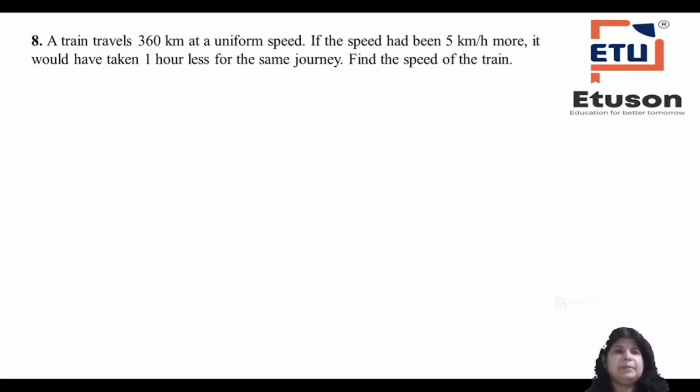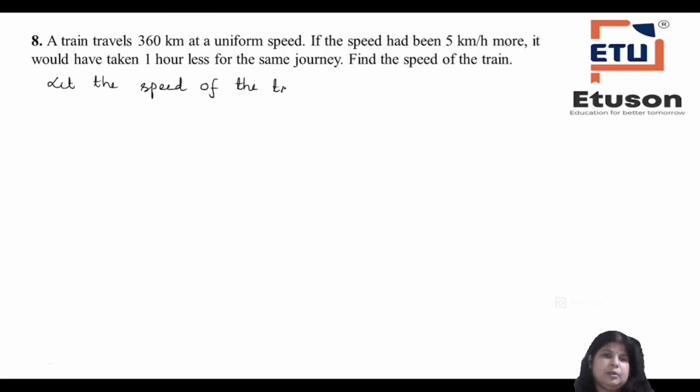A train travels 360 km at a uniform speed. If the speed had been 5 km per hour more, it would have taken 1 hour less for the same journey. Find the speed of the train. So let the speed of the train be x. Then according to your question, you will have 360 divided by x minus 360 divided by x plus 5 is equal to 1.